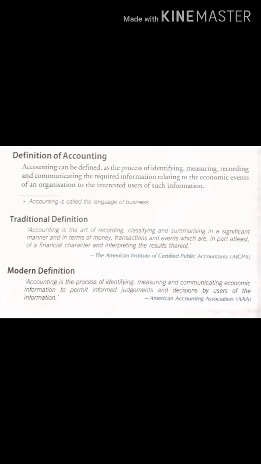Accounting can be defined as the process of identifying, measuring, recording, and communicating the required information related to the economic events of an organization to the interested users of such information. Now, what does this mean? What does accounting do? First and foremost, it identifies. Then it measures, that means it judges how much it is, what amount it is. Then after checking the amount, it records, and after recording, the required data is communicated, that means the information is given to the required user.